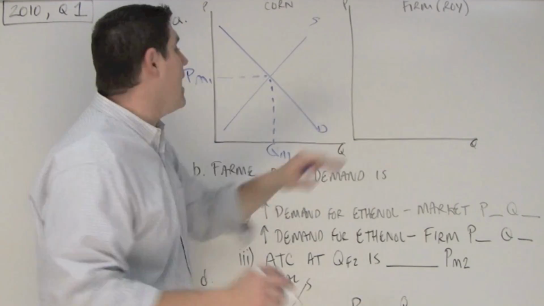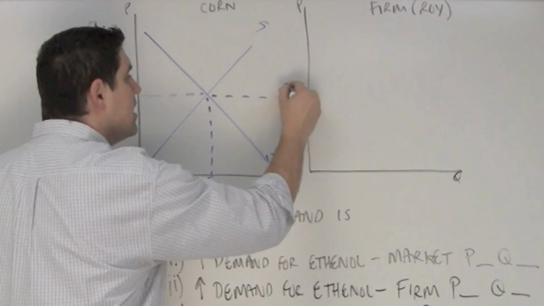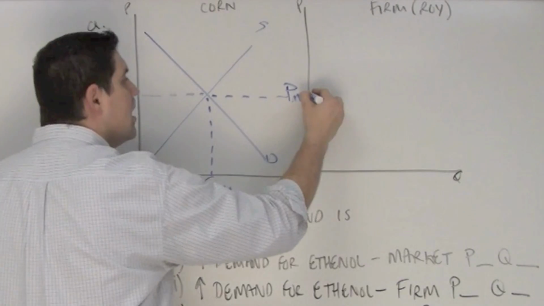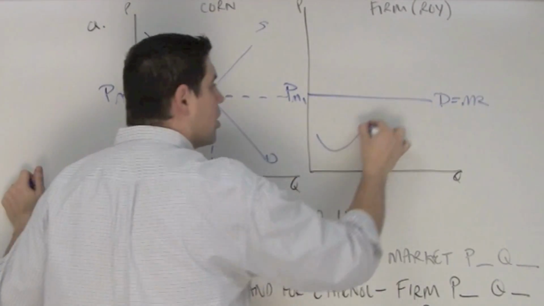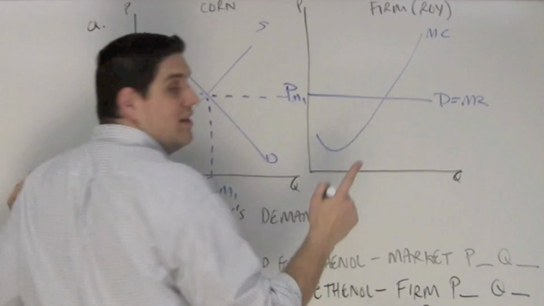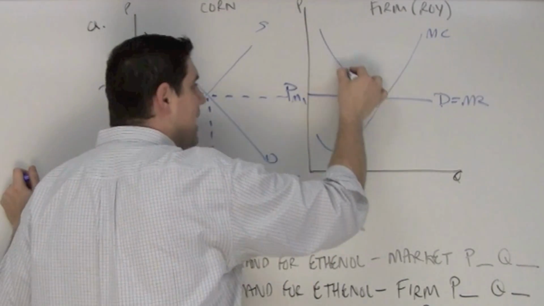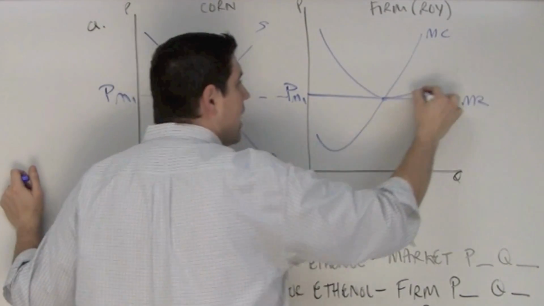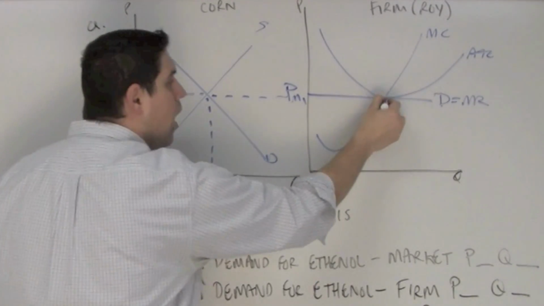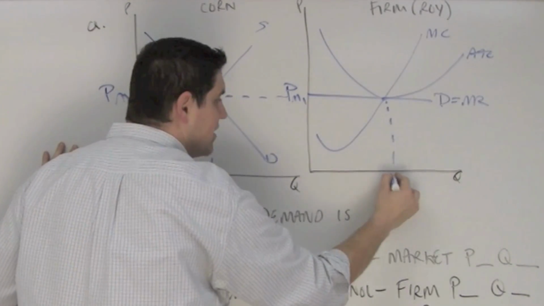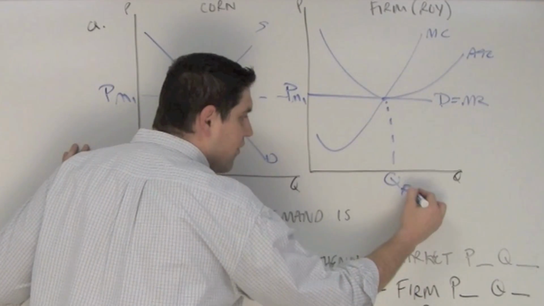Now this firm is a price taker, so make sure to take that price over. This is PM1, the horizontal demand curve, which is equal to marginal revenue, a marginal cost curve that goes down and up. And in this situation, the ATC is going to go down, hit a minimum right there, and go back up because they're in long-run equilibrium. Now make sure to label the quantity, where MR equals MC, this gives you the quantity QF1.